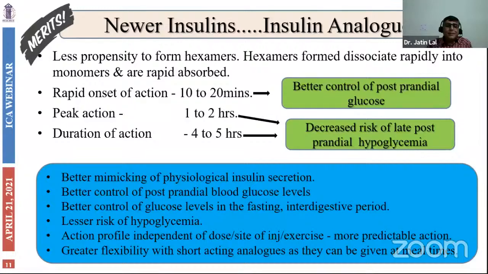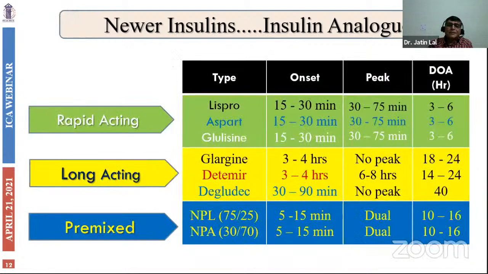So the other merits are better mimicking of the physiological insulin secretion, better control of postprandial blood glucose levels, better control of glucose levels in the fasting or interdigestive period, lesser risk of hypoglycemia, action profile independent of dose, site of injection or exercise, so more predictable action, and greater flexibility with the short-acting analogs as they can be given at meals. So we have, basically, three types of the newer insulins.